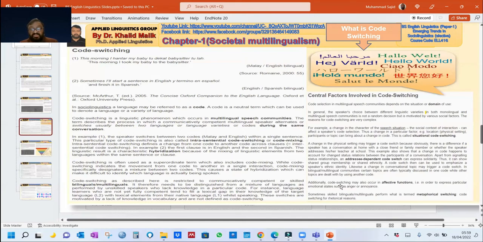Additionally, code switching may also occur in affective functions, for example, in order to express particular emotional states such as anger or annoyance. Sometimes skilled bilinguals and multilinguals perform what is termed metaphorical switching, code switching for rhetorical reasons.